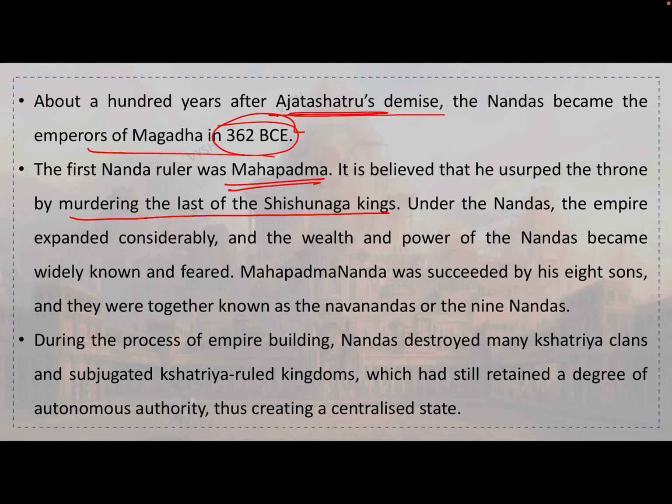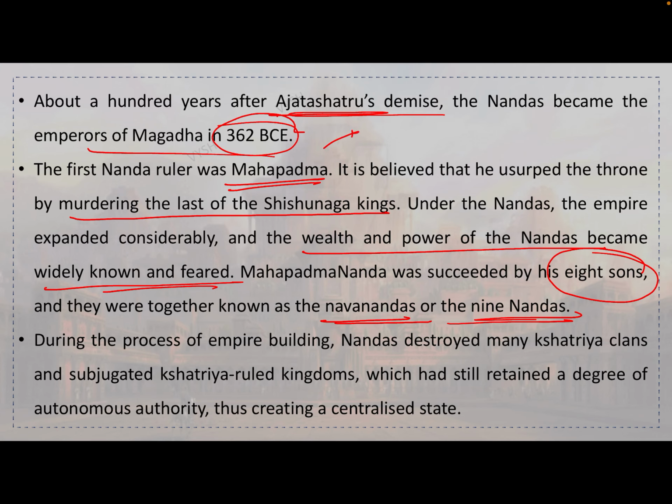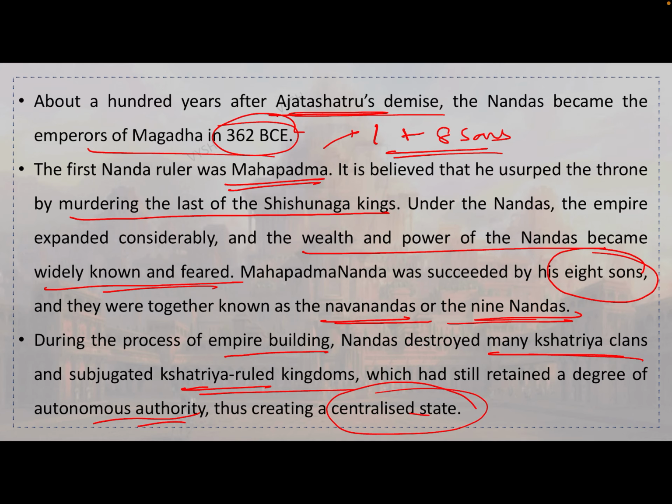Under the Nandas, the empire expanded considerably, and the wealth and power of the Nandas became widely known and feared. Mahapadmananda was succeeded by his 8 sons, and they were together known as Navanandas, or the 9 Nandas. So Mahapadmananda plus 8 sons. During the process of empire building, the Nandas destroyed many Kshatriya clans and subjugated Kshatriya-ruled kingdoms, which had still retained a degree of autonomous authority, thus creating a centralized state.